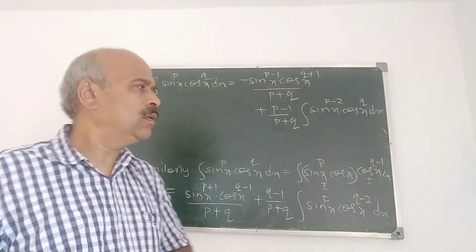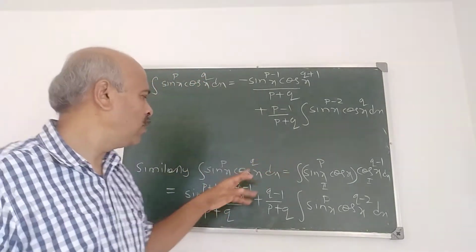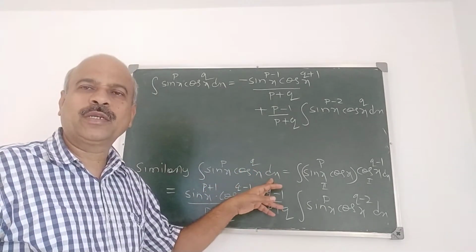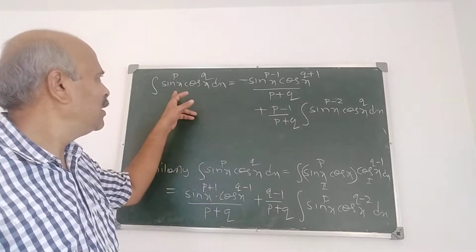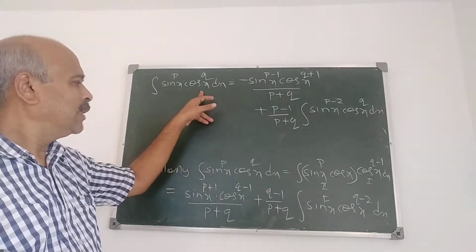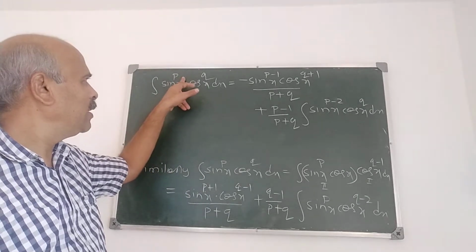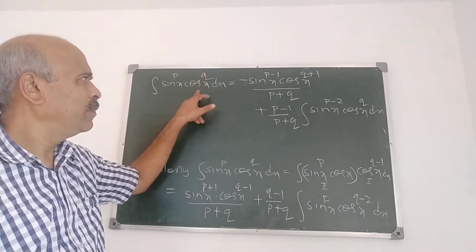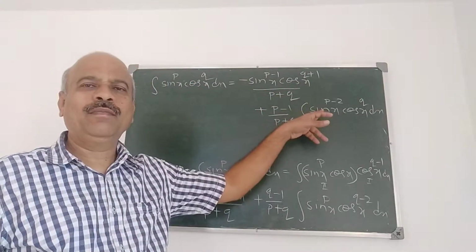In my last video, I derived the reduction formula for integral of sin x raised to p cos x raised to q with respect to x. First method is we can write sin x raised to p cos x raised to q as sin x raised to p minus 1 into sin x cos x raised to q. Then we get this as the reduction formula.